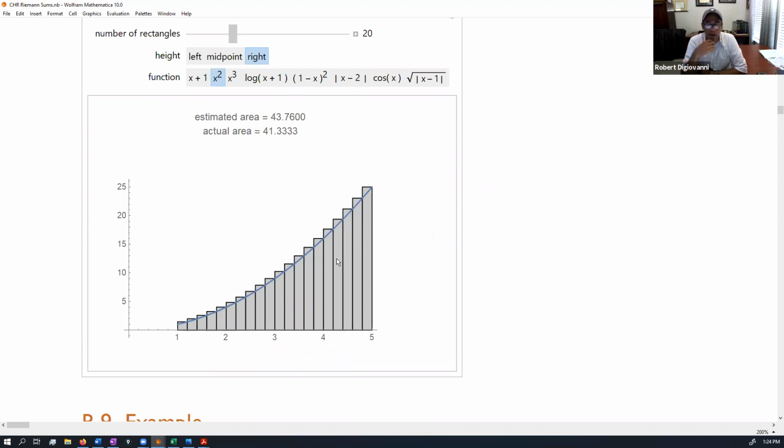So how could I get even better? 40 rectangles? 40 rectangles, right? And what would be better than 40?